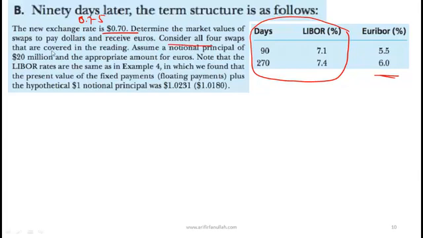Consider all 4 swaps that are covered in the reading. Assume a notional principal of $20 million and an appropriate amount for euros. Note that the LIBOR rates are the same as in example 4, in which we found the present value of fixed payments plus $1 notional principal was this, and the present value for floating payments, which we did in blue earlier, was 1.0180.